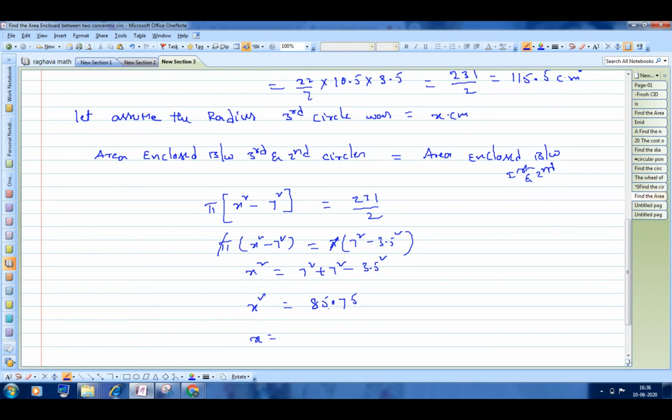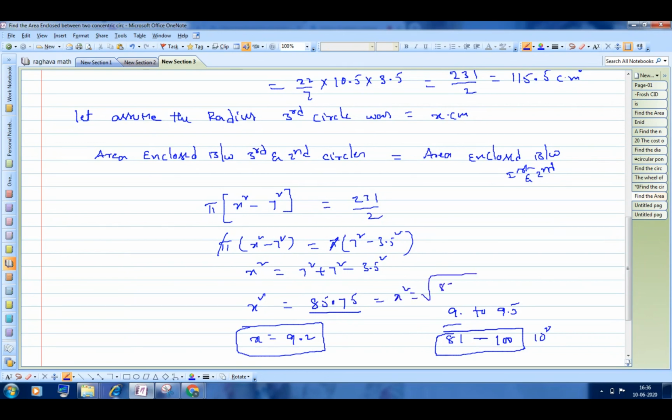Approximately, see, it is almost nearer to 81. So the answer is approximately 99.2. It is in between 9 to 9.5. 9 square is 81, 10 square is 100. So the answer is in between 9 and 10. So take the nearest value and round it off in this case, because it's not a perfect square. Otherwise, you can keep it like this: x square is equal to root of 85.75 centimeter, where this is the radius of the third circle.